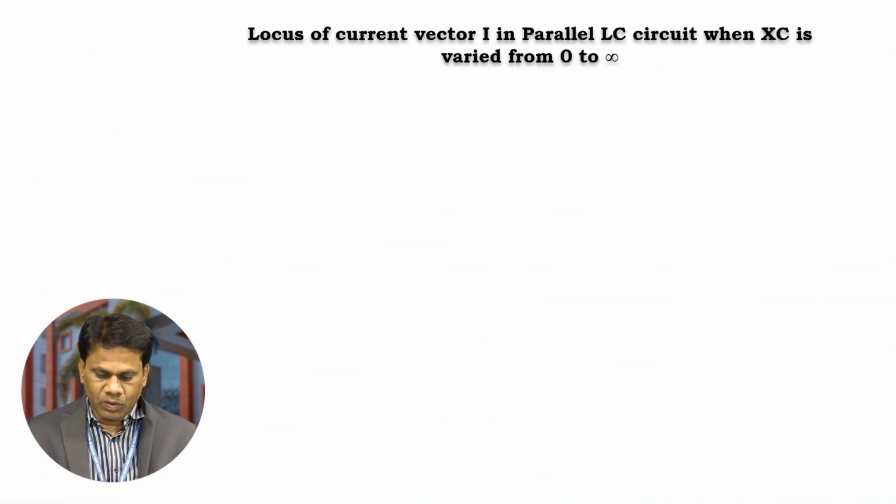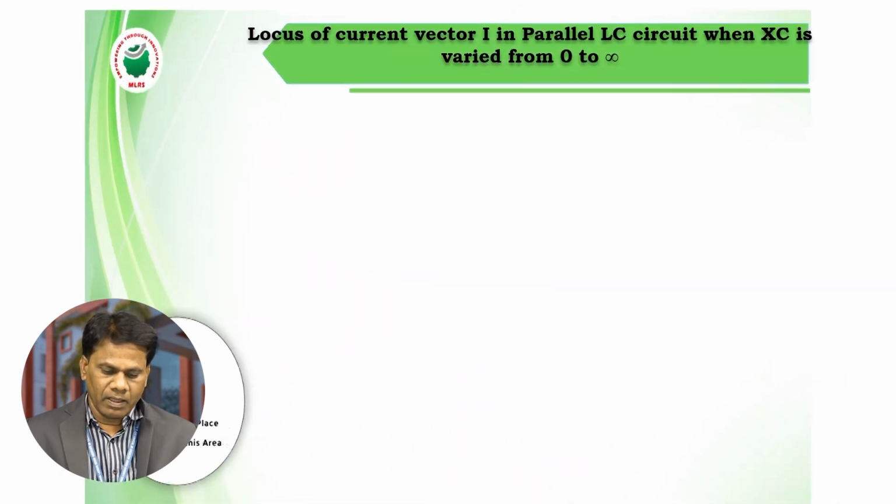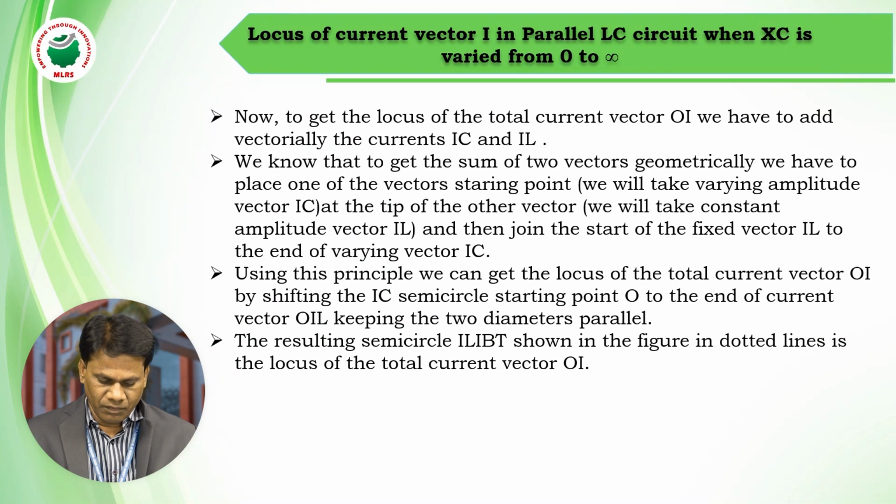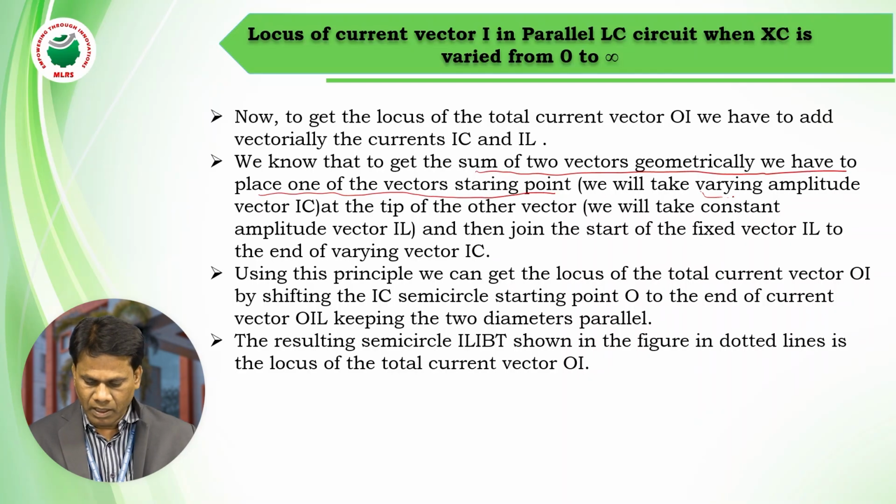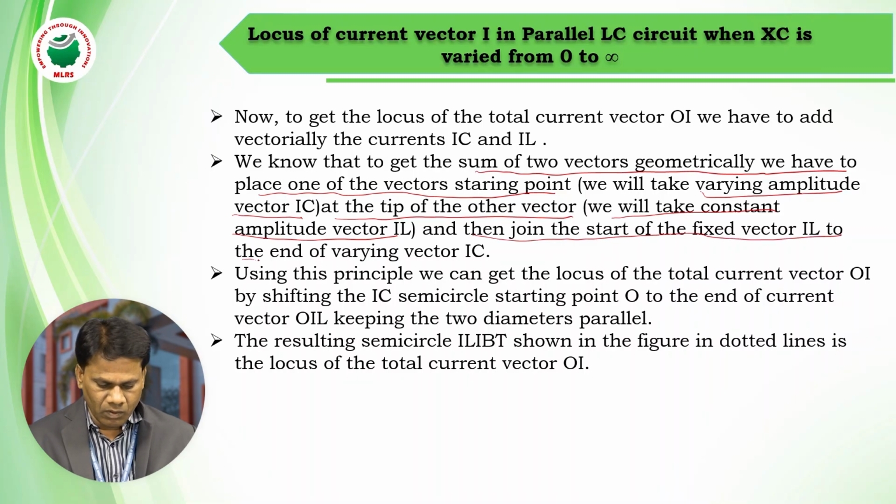Next, how to draw the locus of the total current vector. We know that for the sum of two vectors geometrically, we have to place one of the vectors at the starting point. Here we will take the varying amplitude vector IC. At the tip of it, we will take the constant amplitude vector IL, and then join the start of the vector IC to the end of the fixed vector IL.